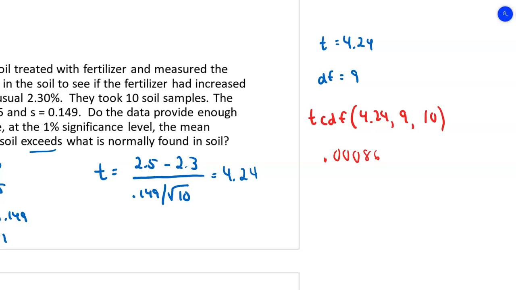Which is consistent with my table, right? Because this is my p-value. The table told me that p was less than 0.005, which it is. It's just a lot less than 0.005. So clearly, p is less than alpha, so there's enough evidence to reject the null hypothesis. The data provides enough evidence to conclude that the mean amount of limestone in that treated soil is above the 2.3. So maybe that fertilizer is doing something, right? That's what I'm concluding from that small sample of 10 that I picked from.